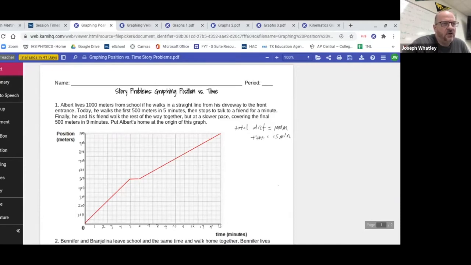Again, for an average across a certain length of time, you have to say, where was I at the first time point? Where was I at the last time point? Connect that line and then get the slope of that line. Okay, that was number one, the questions for graph one.